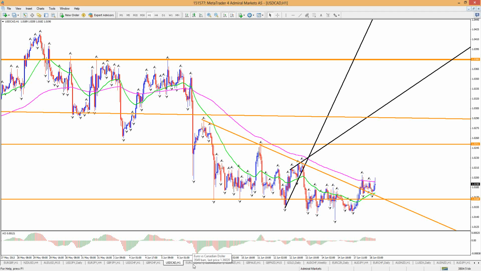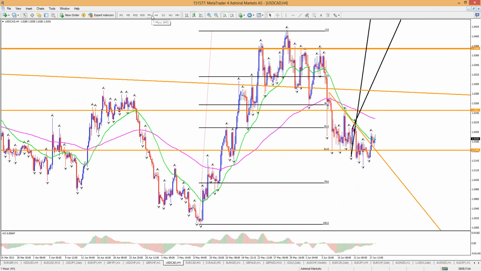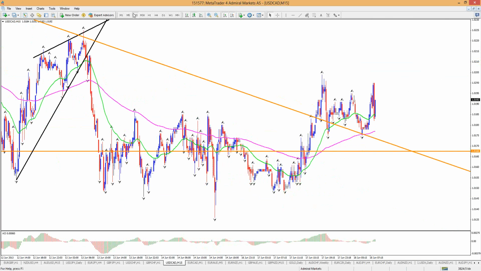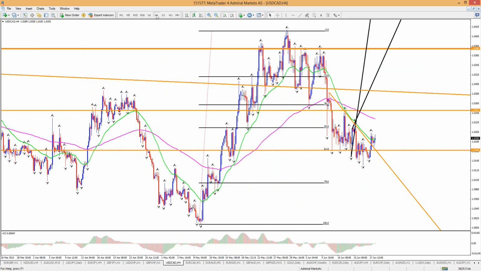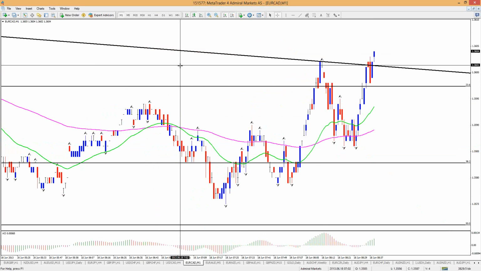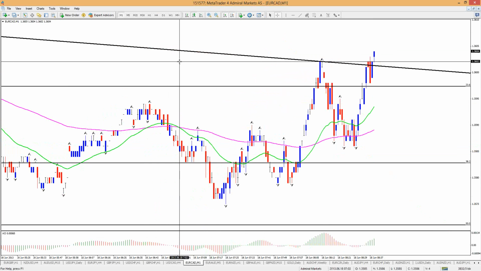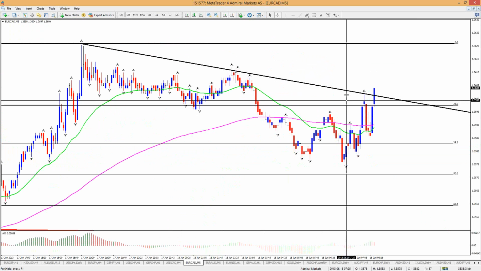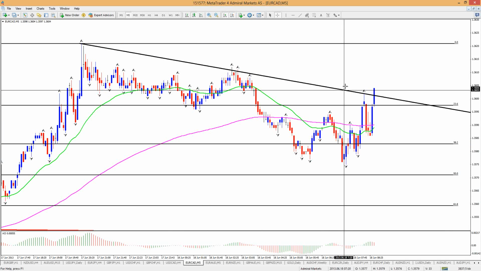Just taking a look at the USD CAD to see what the CAD is doing. Making higher highs, higher lows. Did break out of this correction as well. Let's see. Yeah, looks like we're breaking right now. So maybe I'll take this one. 62, 604.